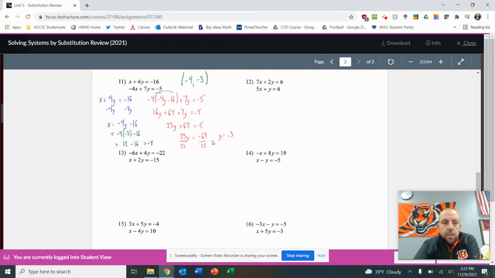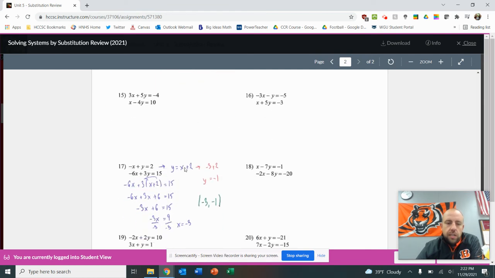Now, with that said, you want to look to see, do you have either a 1 in front of x or a 1 in front of y? And on 11, we've got x plus 4y. So that's why I went ahead and solved this equation for x. It doesn't always have to be a y equals. It could be an x equals that we're looking at. So subtracted the 4y and got x equals negative 4y minus 16, and then went ahead and substituted that into the second equation. Got y is equal to negative 3, and then plugged it back in to get x equals negative 4.